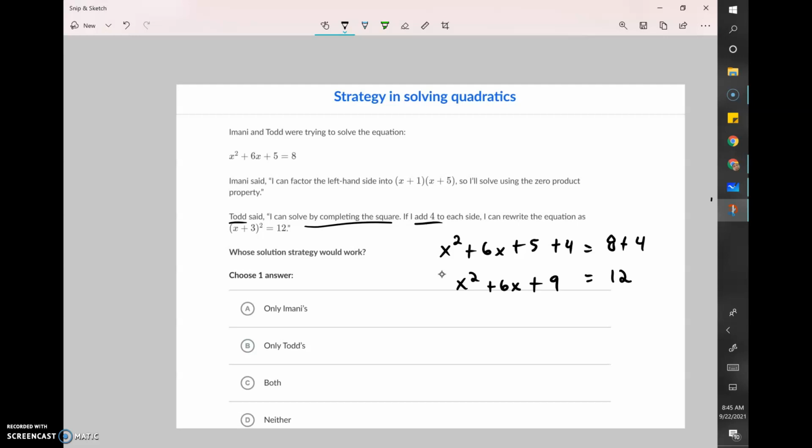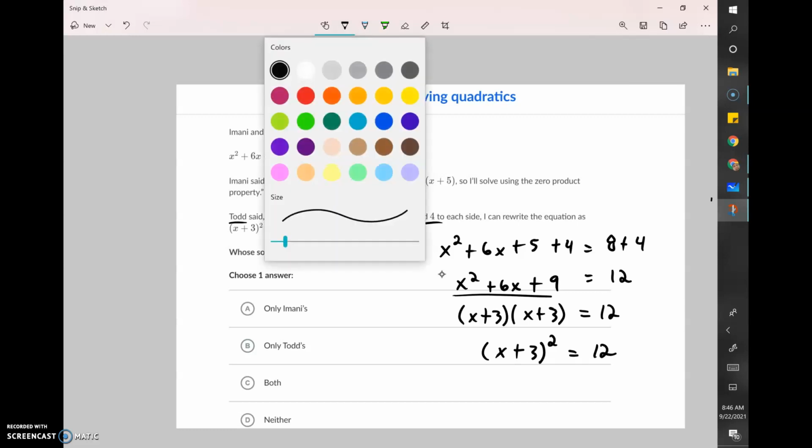So now he's saying, here I have a perfect square, which is actually true, because what two numbers multiply to 9 but add to 6? The two numbers that multiply to 9 and add to 6 are 3 and 3. And we could rewrite x plus 3 times itself as a perfect square. That's exactly what a perfect square is. So we could absolutely complete the square if we added 4 to both sides. He's absolutely right. And then we would just solve by taking the square root.